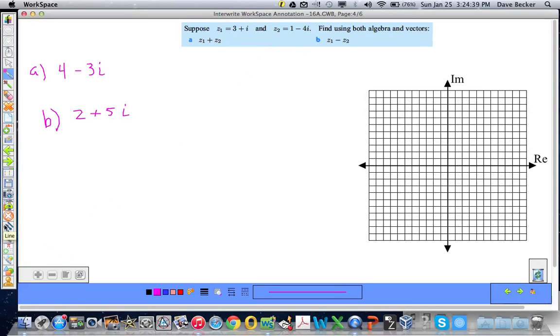Again, we will start with 3 plus i, which we already know is this vector here. See if I can get the point a little bit better. And then we're going to subtract 1 minus 4i, so it just goes in the opposite direction. Instead of going to the right one, I'm going to go to the left one. Instead of going down 4i, my pen is not being my friend.